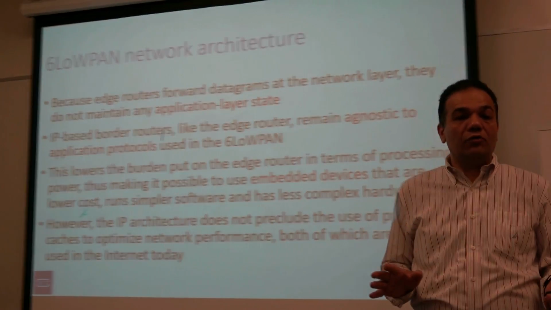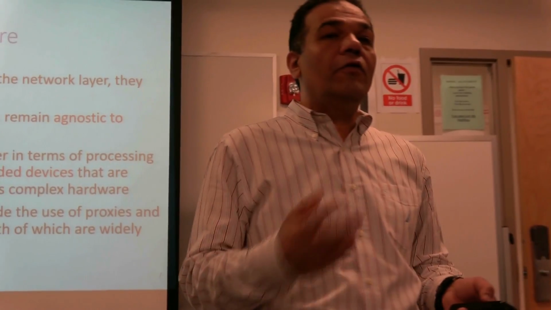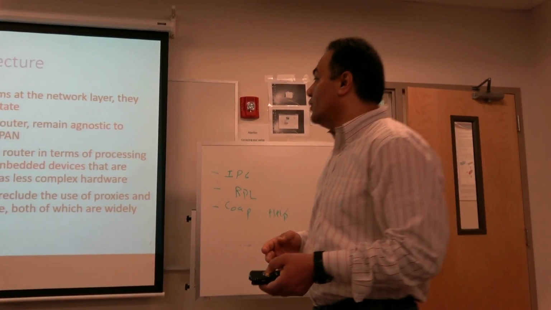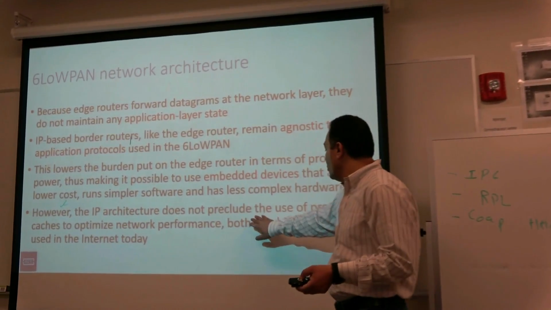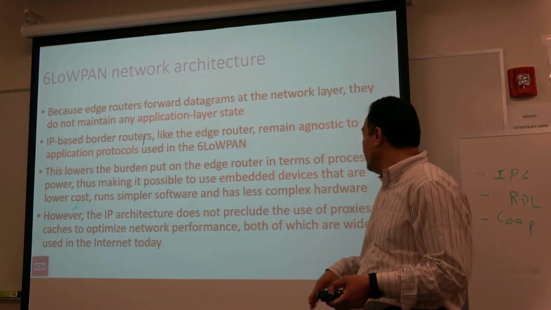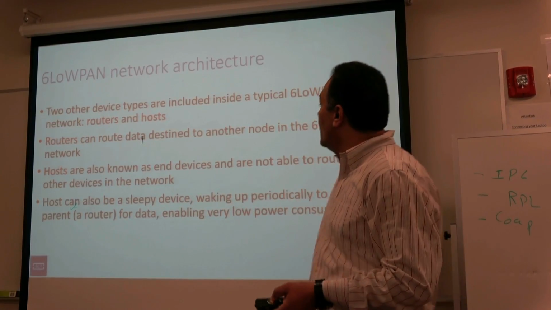So this edge router doesn't have to care about the data. You don't have to worry about that. You don't have to have further processing for the data for that sake. All right. So the IP architecture does not preclude the use of, of course, proxies and all of that, which still need to be used. All right.